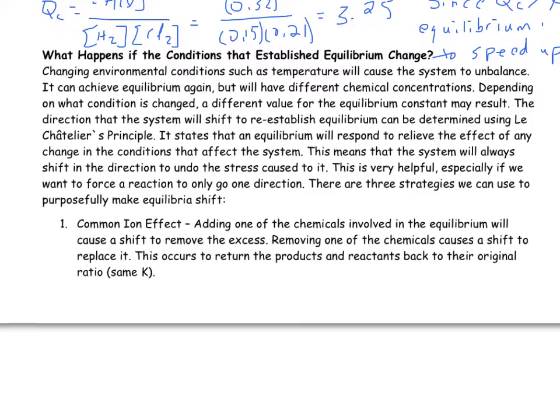The first one is known as the common ion effect. Adding one of the chemicals involved in the equilibrium will cause a shift to remove the excess. Removing one of the chemicals causes a shift to replace it. This occurs to return the products and reactants back to their original ratio, which means your system will still have the same equilibrium constant.